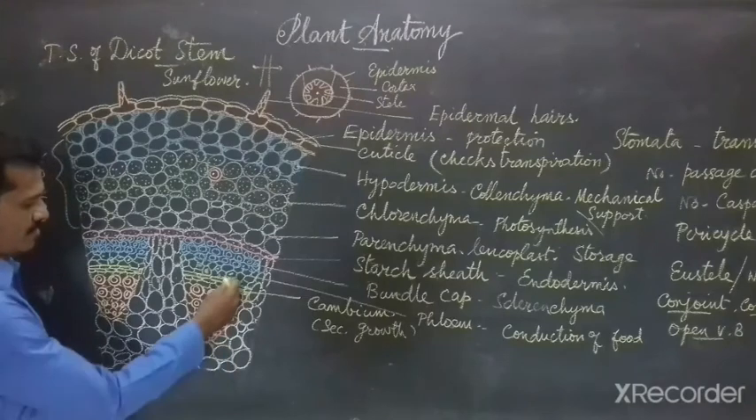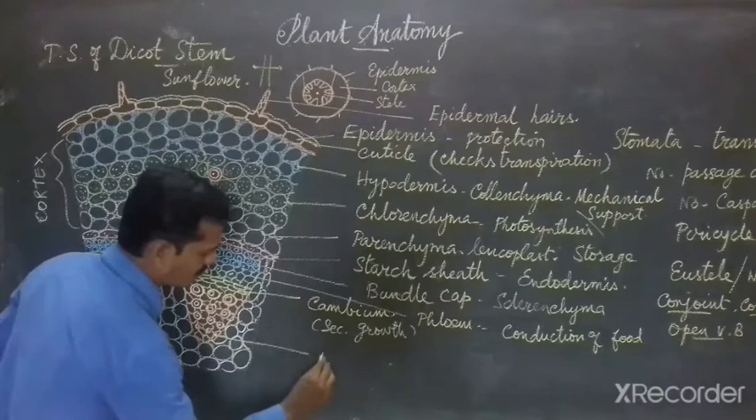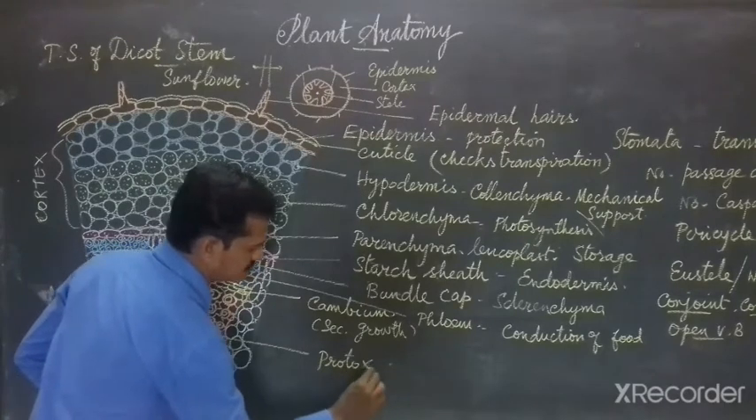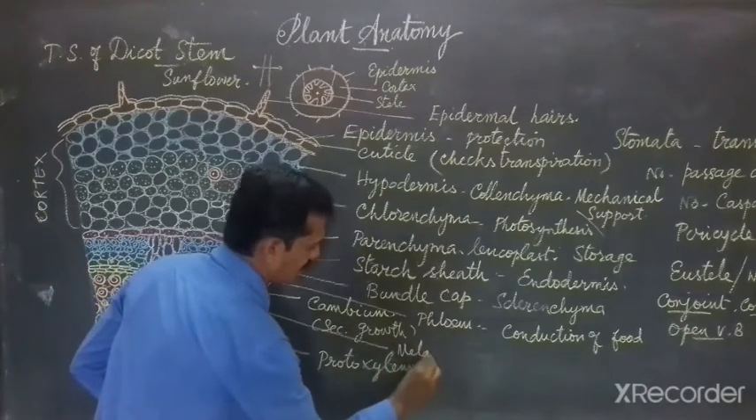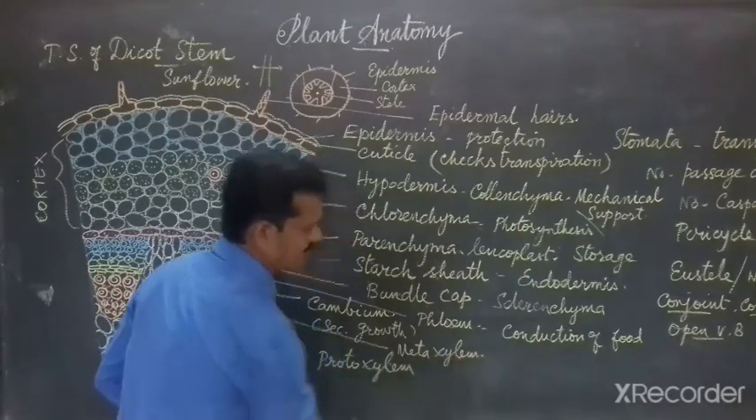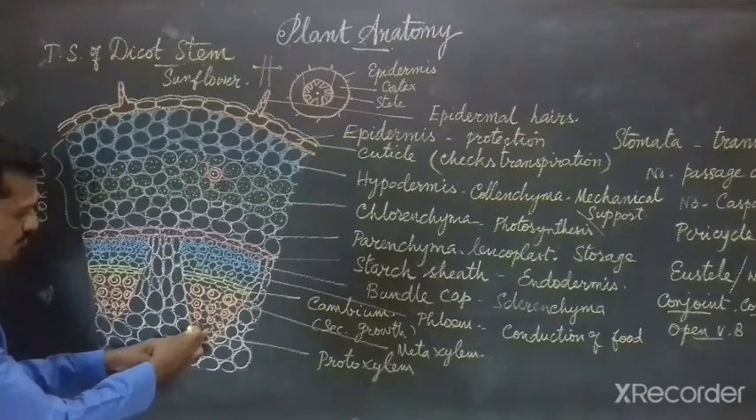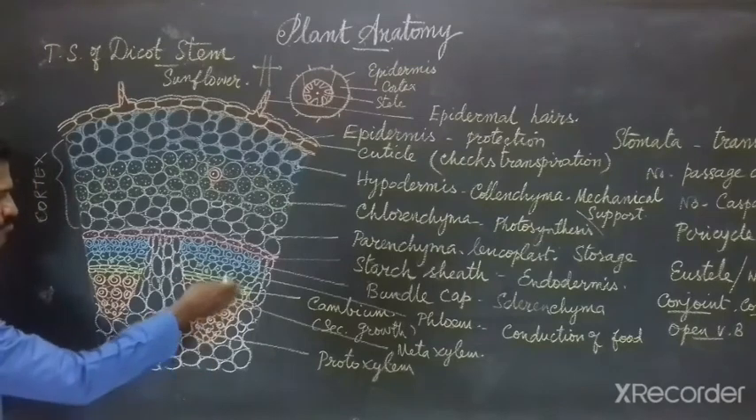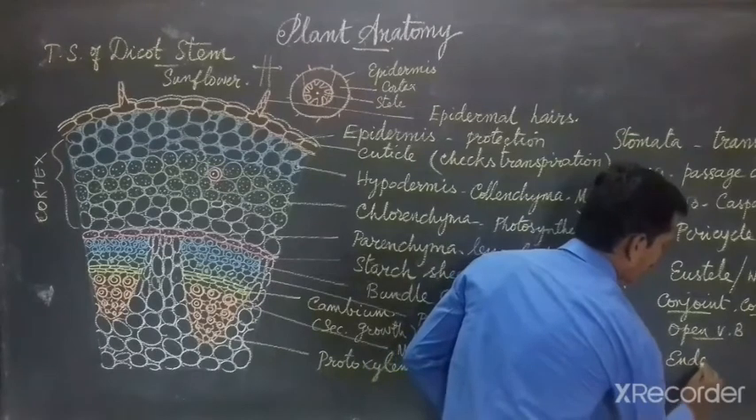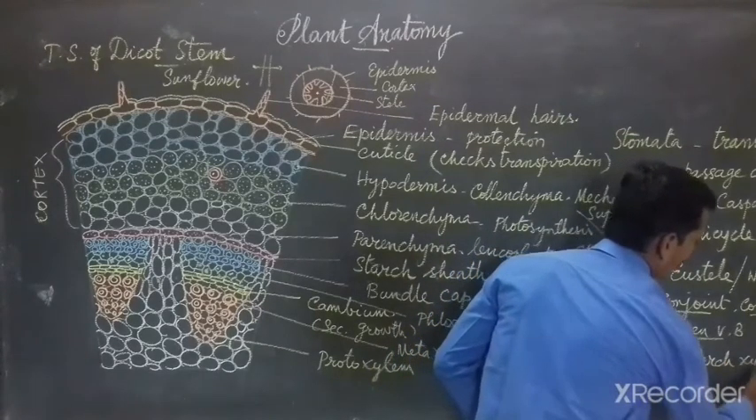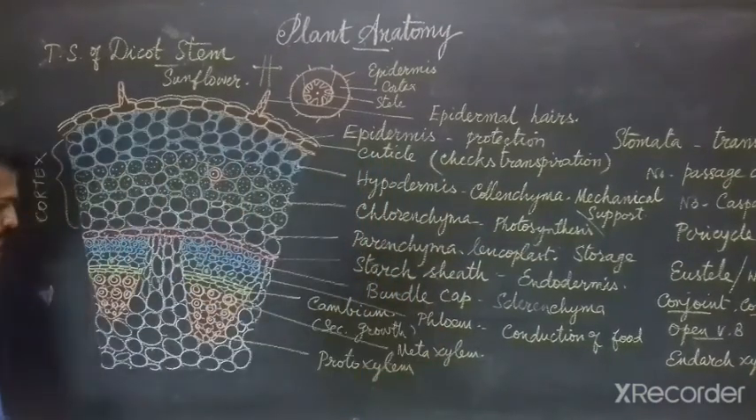Then below, two types of xylem are seen. Here the protoxylem forms first and later the large-sized metaxylem forms. Xylem is involved in the conduction of water. Here, the protoxylem is towards the center and the metaxylem towards the periphery. So this kind of xylem is called endarch. So the xylem of the stem is endarch, but in roots it is exarch in nature.